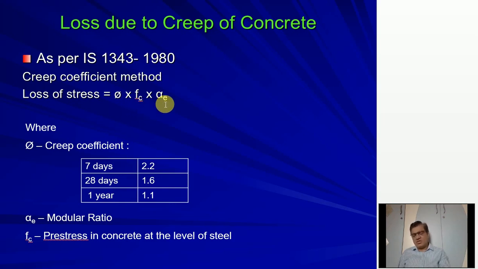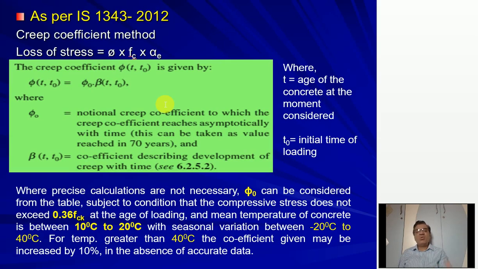Well, it was a quite simple method, but according to the new code, the creep coefficient method is used, whereas the equation remains the same, but the calculation of the creep coefficient is quite lengthy. Now here again we'll see three different forms of the equation. One is the approximate loss due to creep of concrete. The second one is the perfect, that means exact, loss of stress due to creep of concrete, and the third one is after some time, that means according to the time we can calculate creep. So all these equations we'll see here.